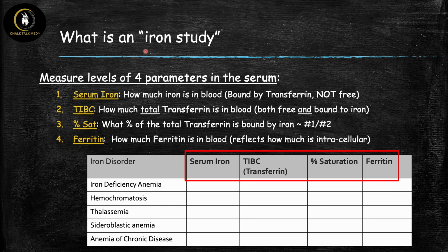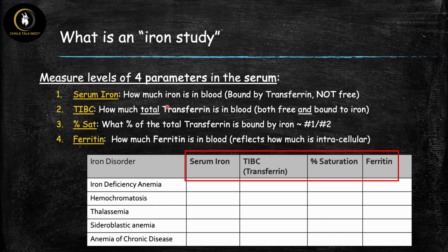All right, so what exactly is an iron study? What do we mean when we say we're getting iron studies on someone? It's real simple. We're basically just measuring 4 things in the serum. So here's what I want you to take away. There are 4 things we're measuring right here, as shown here, and they're all in the serum. They're all in the blood. That's what we're measuring. What are the levels of these things inside of the patient's serum?